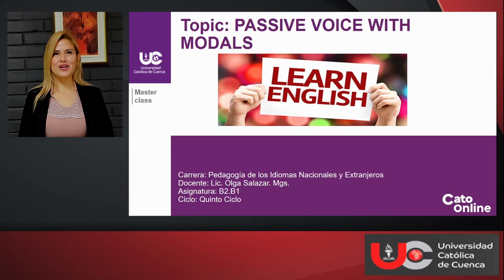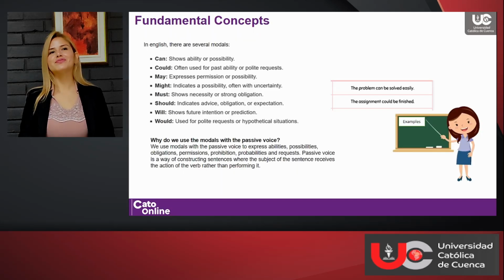Today we are going to talk about passive voice with modals. Where do we use the modals with the passive voice? We use modals with the passive voice to express abilities, possibilities, obligations, permissions, probabilities, and requests. Passive voice is a way of constructing sentences where the subject of the sentence receives the action of the verb rather than performing it.